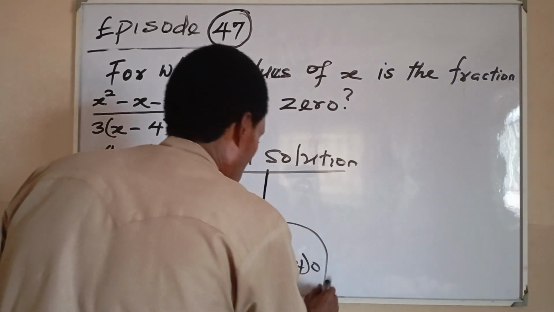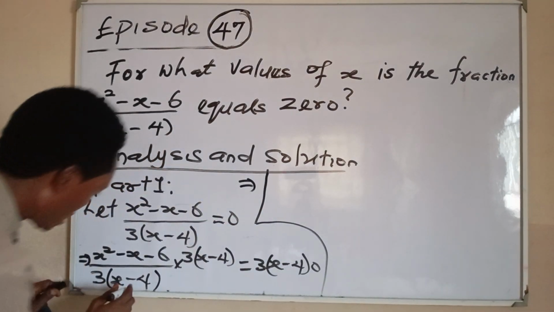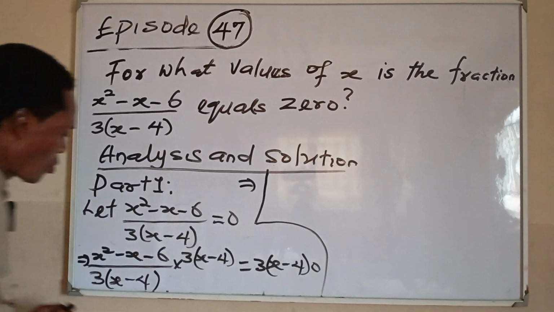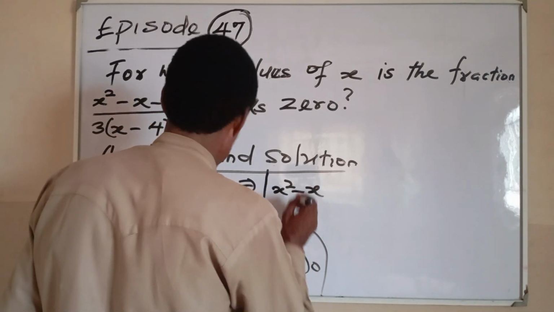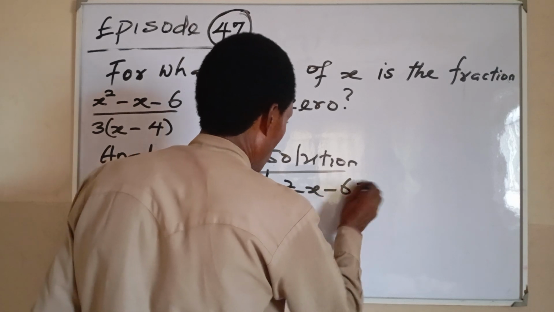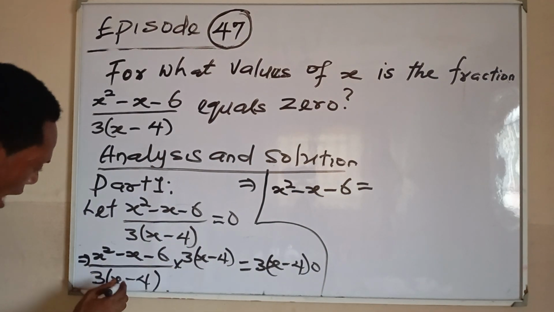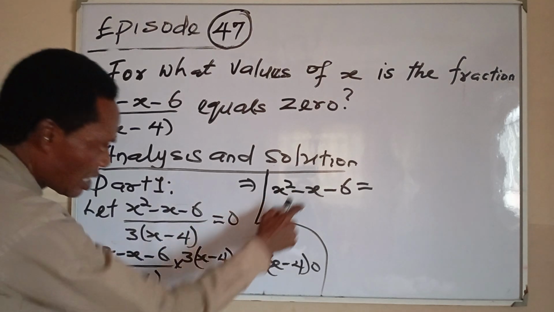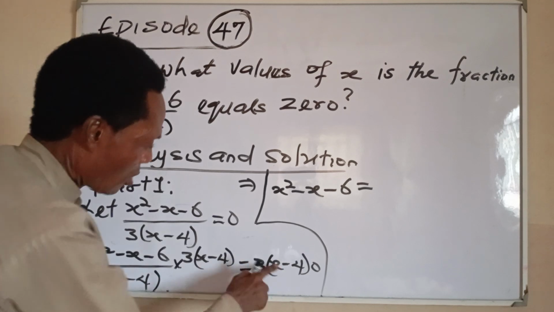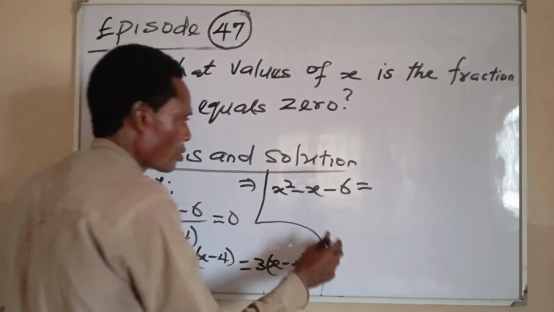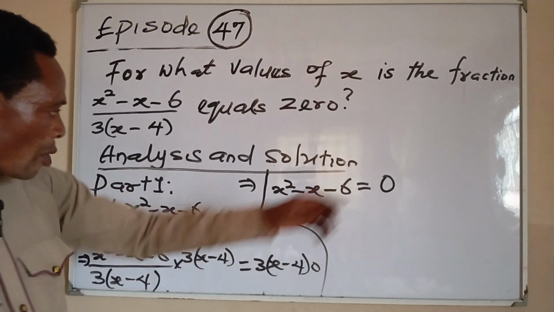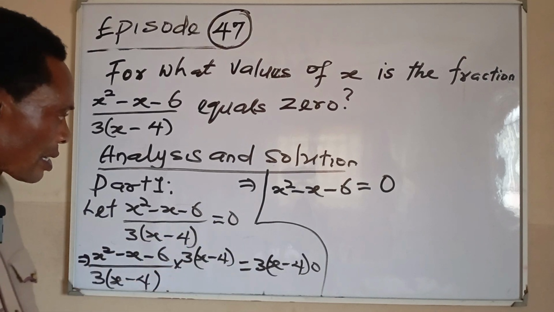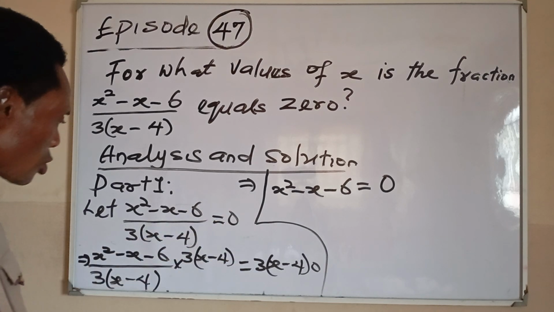Okay, which implies, this will cancel itself. Then we are now left with s squared minus s minus 6 equals 3(s minus 4) times 0, which will give you 0. So you can now say that the numerator has been equated to 0. So I think we will start with our part 2. So that is just it.